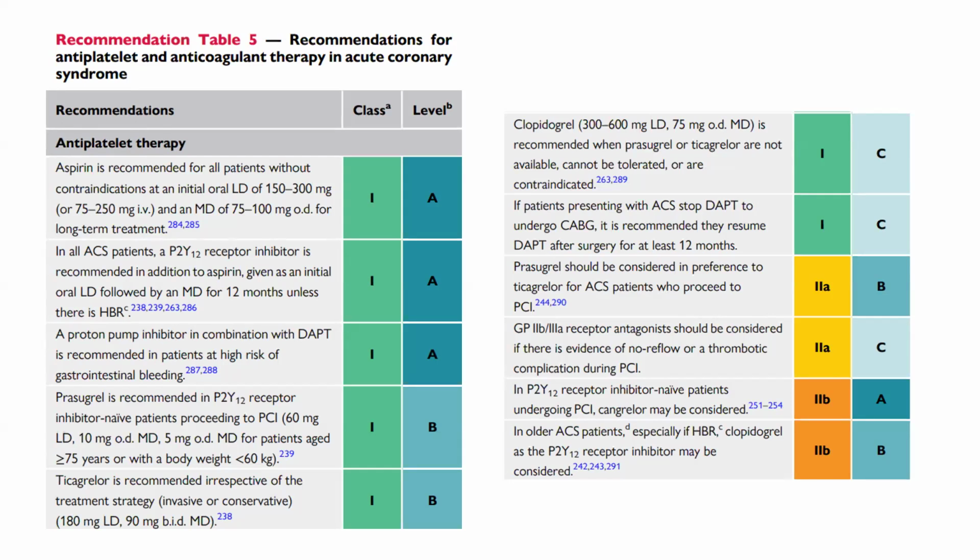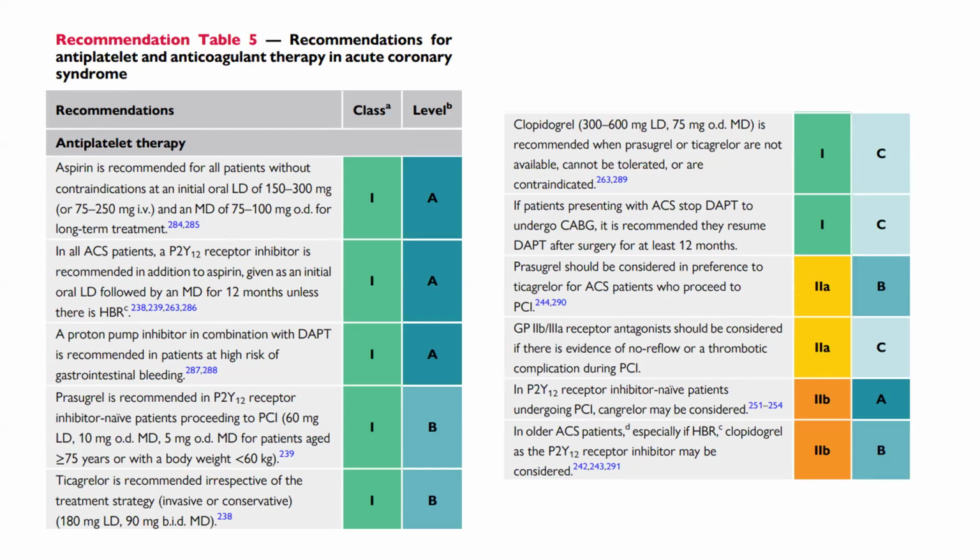Prasugrel is recommended in P2Y12 receptor inhibitor naive patients proceeding to PCI. And the question is for people above age 75, you need to reduce the dose, or people with body weight of less than 60 kilograms. Ticagrelor is recommended irrespective of the treatment strategy, invasive or conservative. Clopidogrel is recommended when prasugrel or ticagrelor is not available or cannot be tolerated.